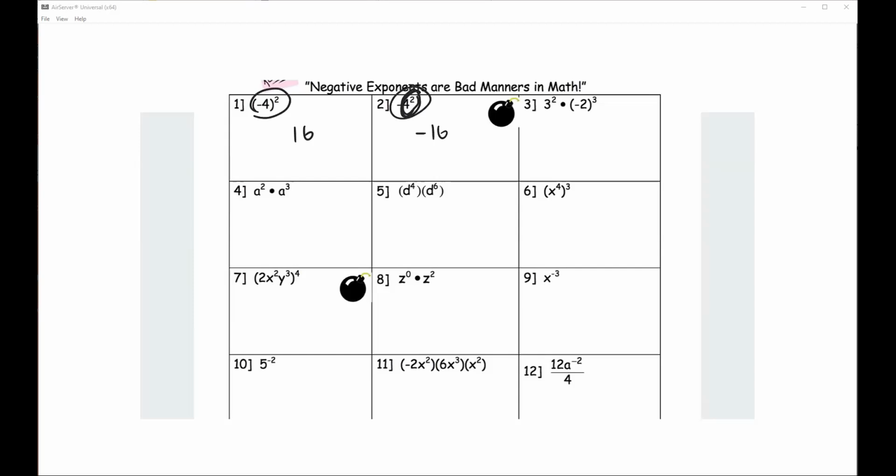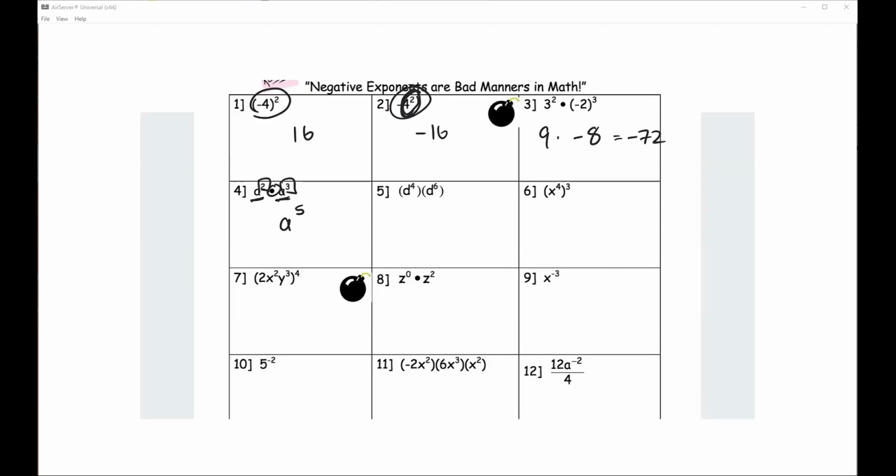All right. Number 3, this is what? 9 times -8, right? So what is it equal to? -72. Good. What about number 4? A to the 5th power, right? Because when you multiply with the same base, you add the exponents. Okay. What about number 5?